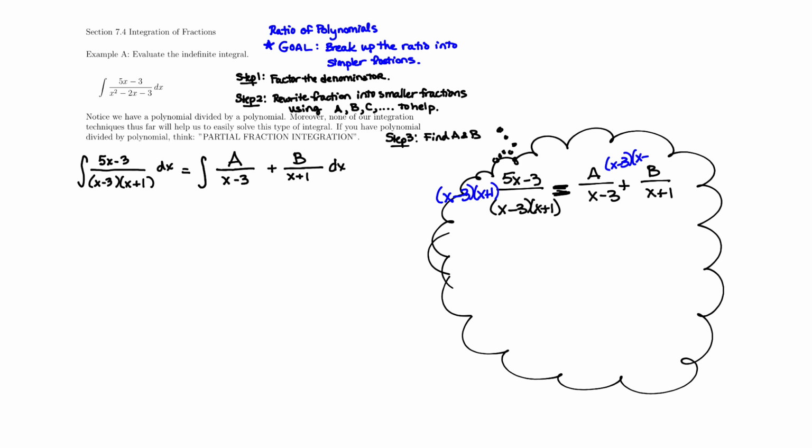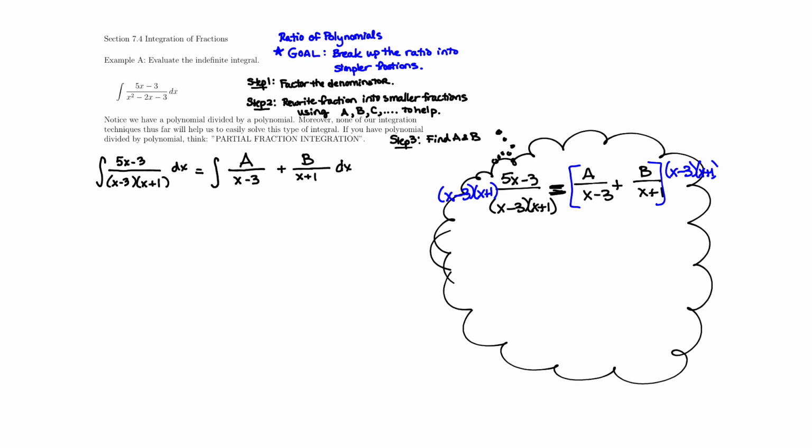So let's multiply both sides of my equation by x minus 3 times x plus 1. Why is that good? Because over here on the left side, it cancels right out. I'm allowed to do it because I have set these two expressions equal to each other. And over here on the right, you should be distributing, because you have a plus here. Don't forget to distribute.